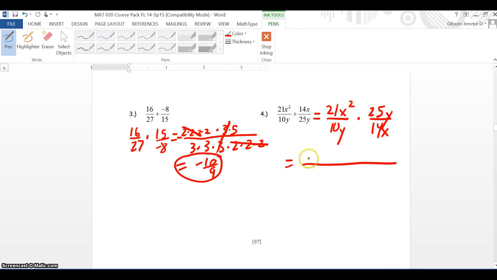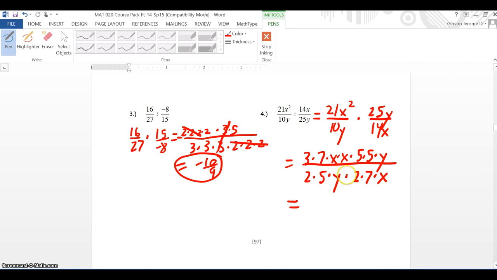The prime factorization of 21 is 3 times 7, and then x squared we will write as x times x. 25's prime factorization is 5 times 5, and we'll bring down our times y. Now in our denominator, 10y, the prime factorization is 2 times 5, and we'll bring down our times y. Times 14 prime factorization is 2 times 7, and we'll bring down our times x.